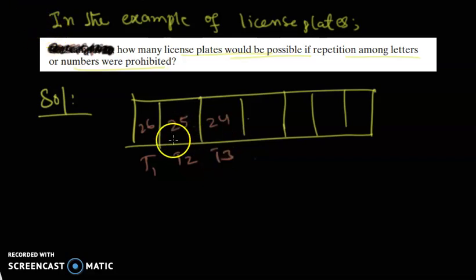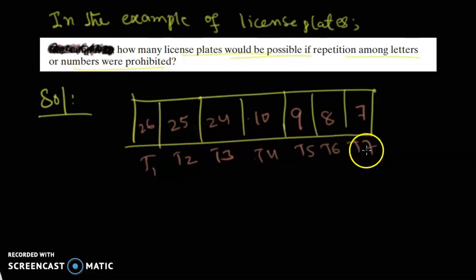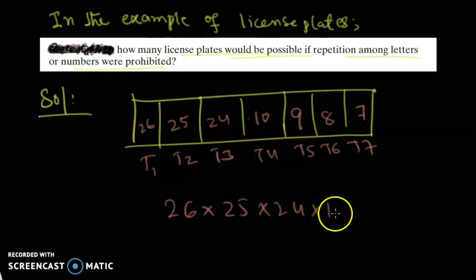And then of course numbers will start. The first three places were to be filled by letters, and these ones by numbers. So let's say this task has to be performed by selecting numbers. There are 10 numbers, and out of those 10, any one can be placed here. And once this one is filled, then there are 9 choices for this, because repetition is not allowed. This is task 5, this is task 6, and this is task 7. By the generalized counting principle, you just multiply these to get the total number of license plates: 10, 9, 8, 7.